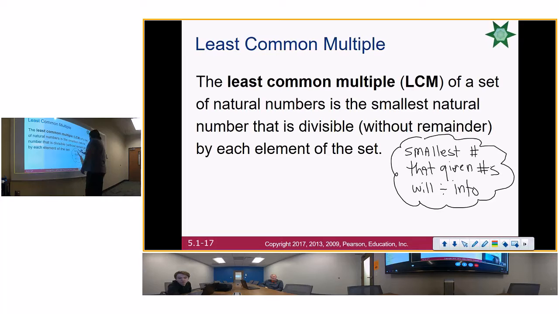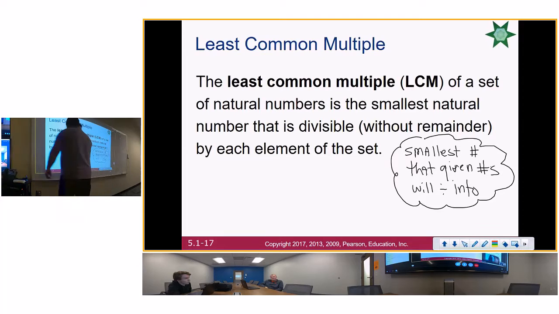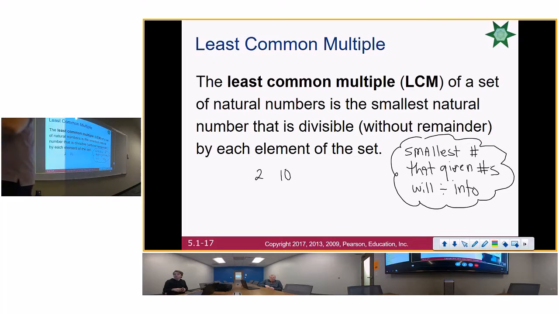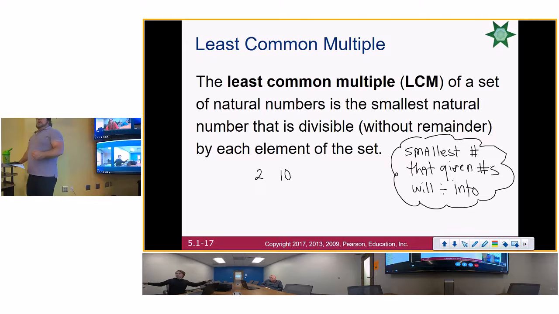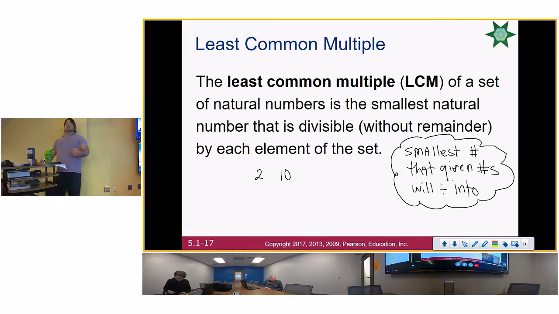So if I give you 2 and 10, what is the smallest number that 2 and 10 will divide into? A lot of people would say 20. You would be wrong, because 2 will go into 10. So the least common multiple of 2 and 10 is 10.